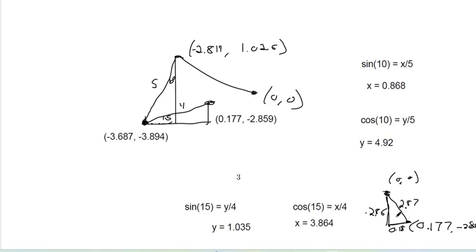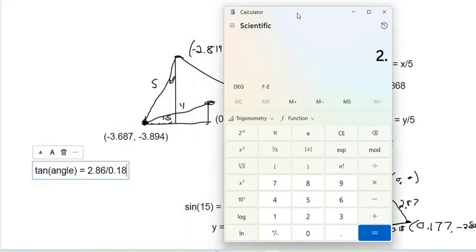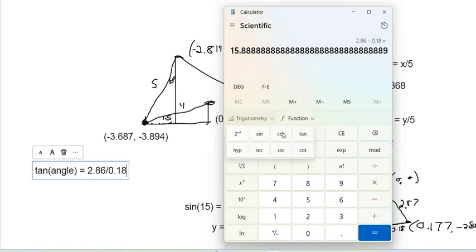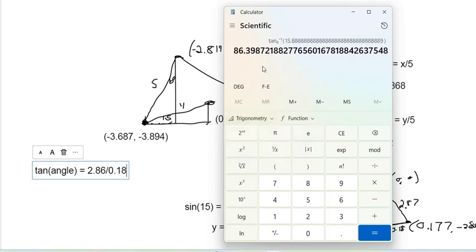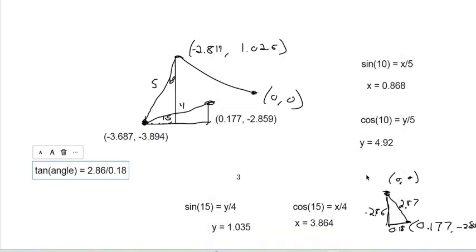And then to figure out this angle, you could use sine, cosine, or tangent. I'll just use tangent. Opposite divided by the adjacent. So tangent of the angle is the opposite, and drop the negative sign, divide by the adjacent. So 2.86 divided by 0.18, and then we need second and inverse tangent, like we saw before in the course. So it's roughly an 86.4 degree angle that's north of west to get back home.